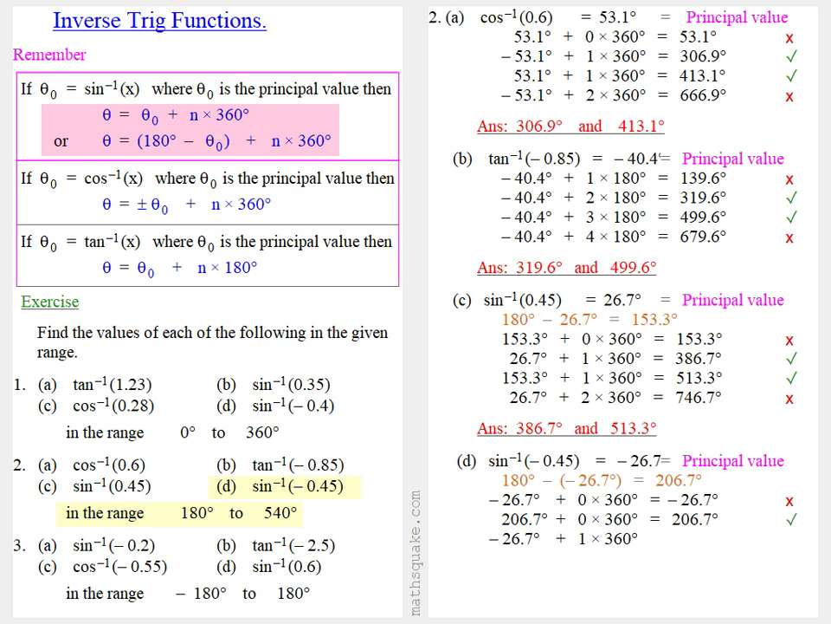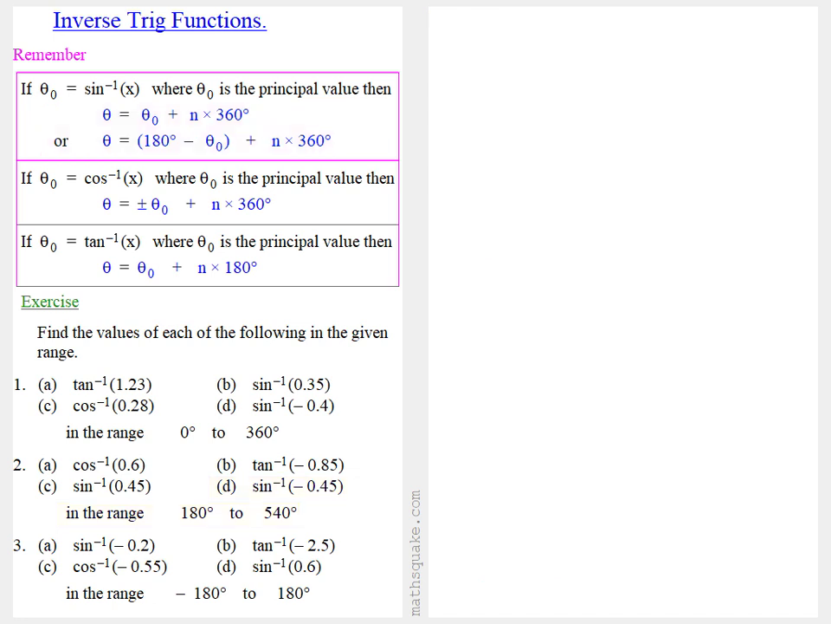If we take n is 1, we have minus 26.7 degrees plus 1 times 360, which is 333.3 degrees, which is in the region, and 206.7 plus 1 times 360 degrees, which is 566.7 degrees, which is more than 540 degrees, and therefore not in the region we want. So we have two possible answers. They are 206.7 degrees and 333.3 degrees.